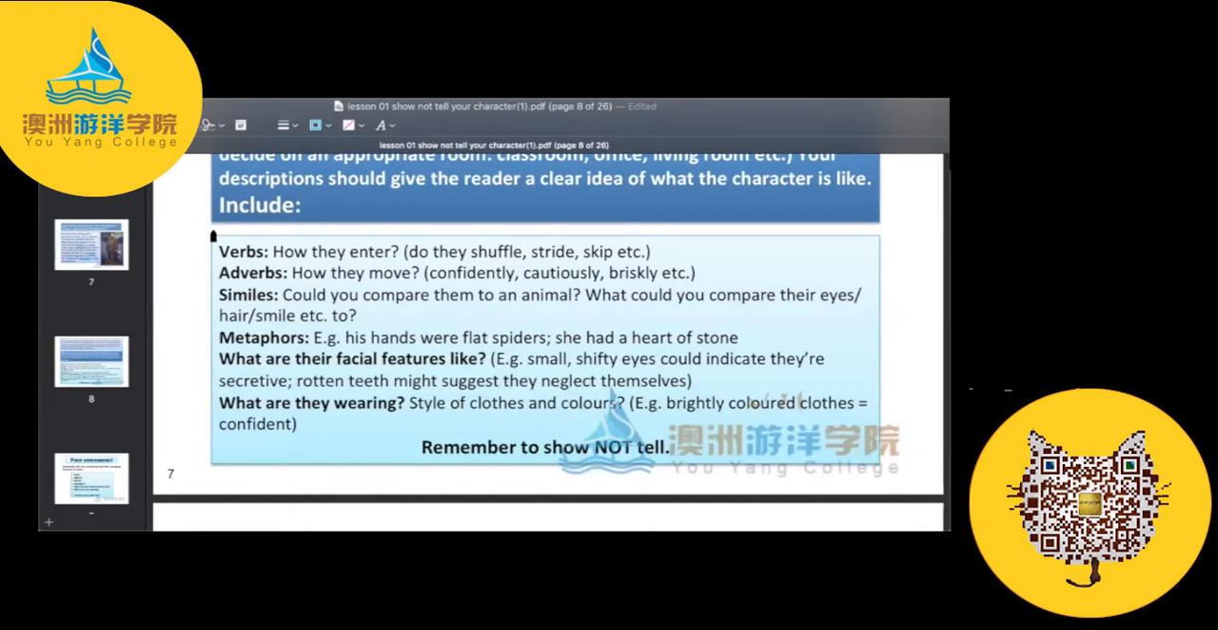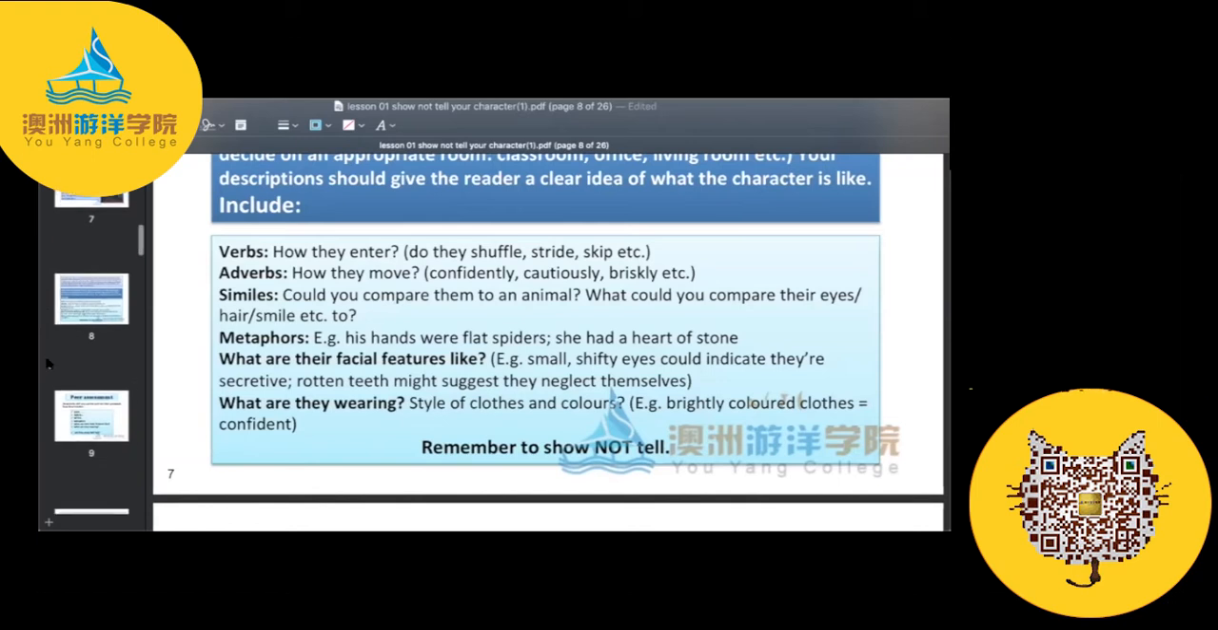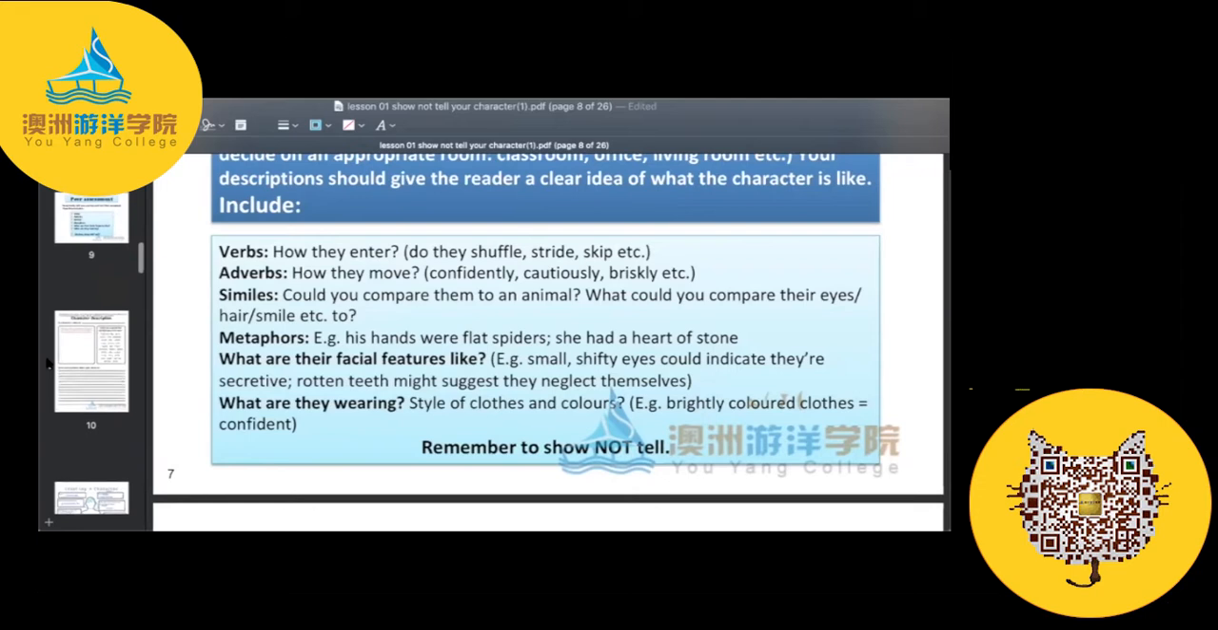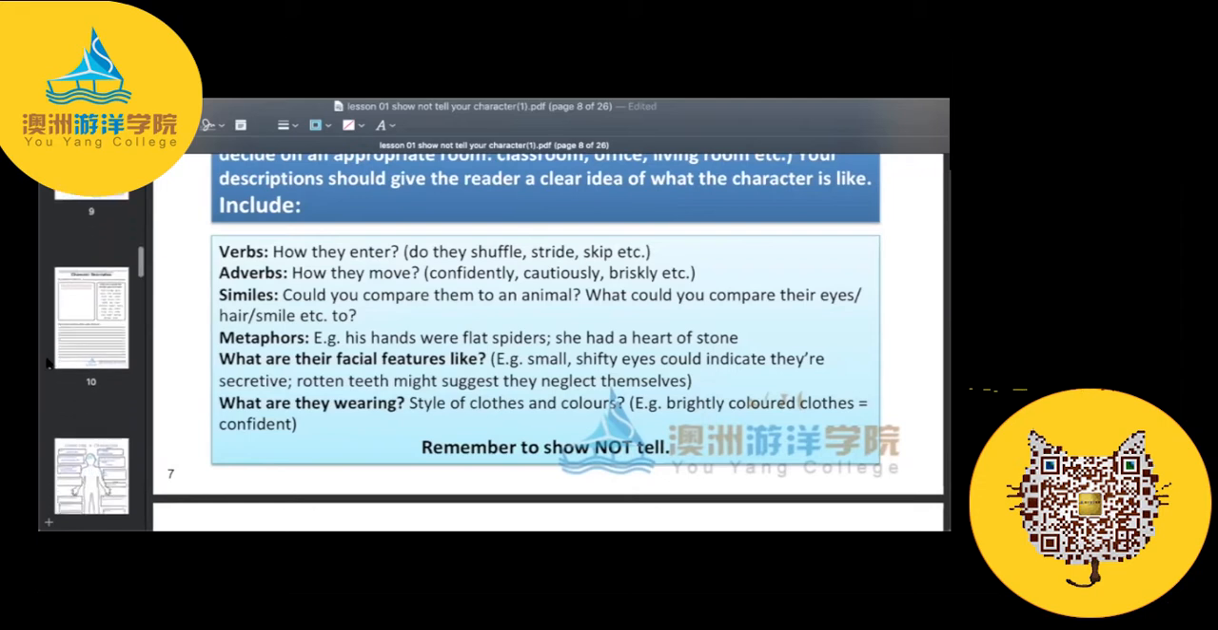Adeline, could you read? Okay, verbs: how they enter. Do they shuffle, stride, skip, etc.? Adverbs: how they move. Confidently, cautiously, briskly. Or similes: could you compare them to an animal? What could you compare their eyes, hair, smile to? Metaphors, e.g., his hands were flat spiders. She had a heart of stone.